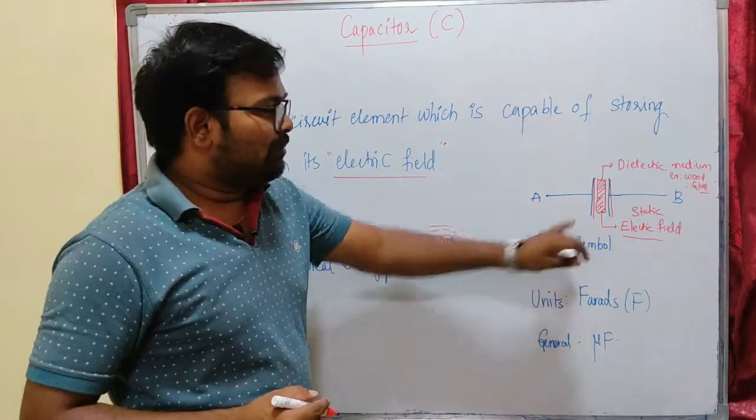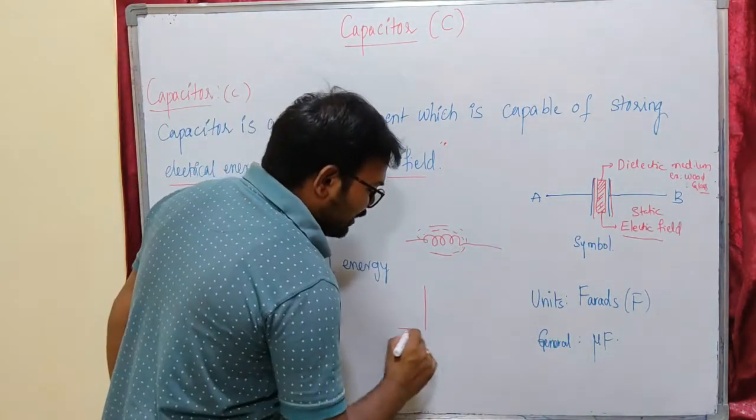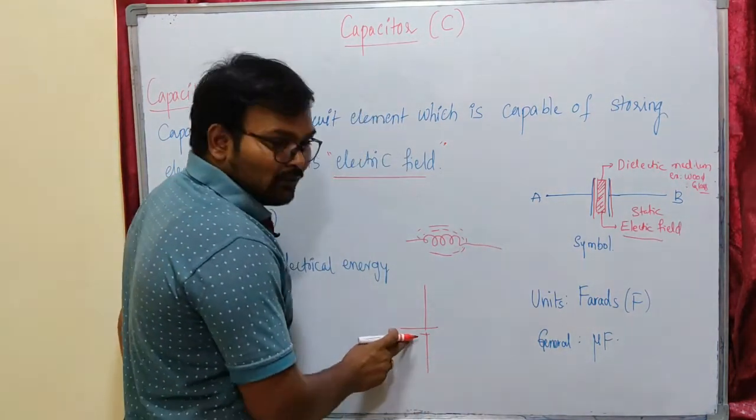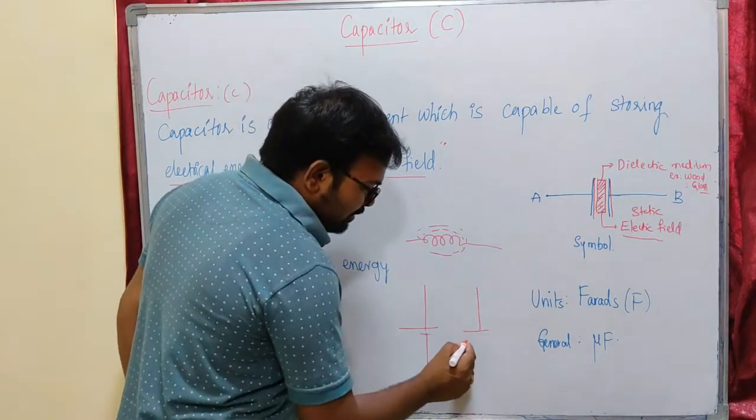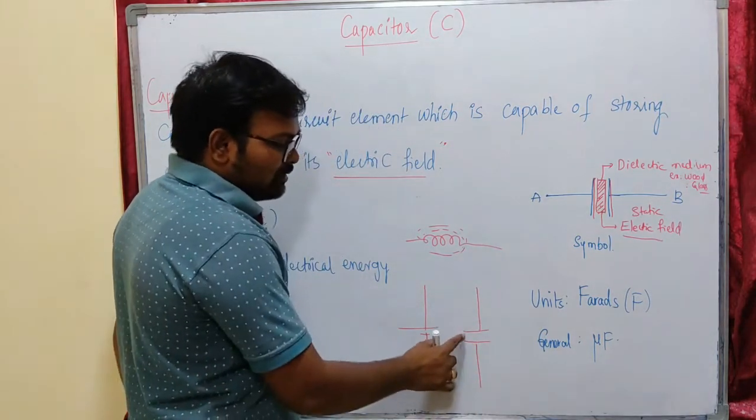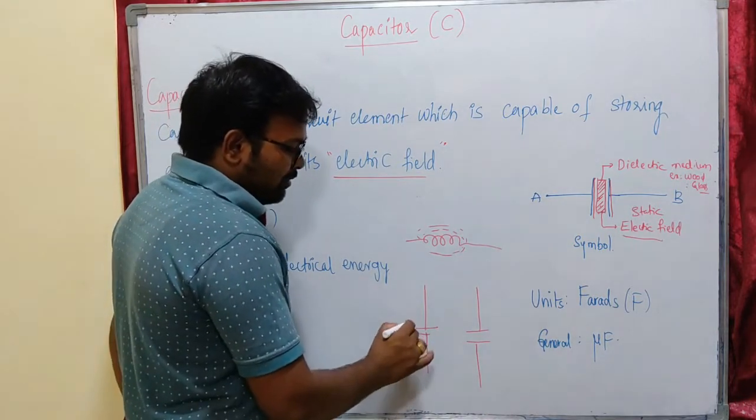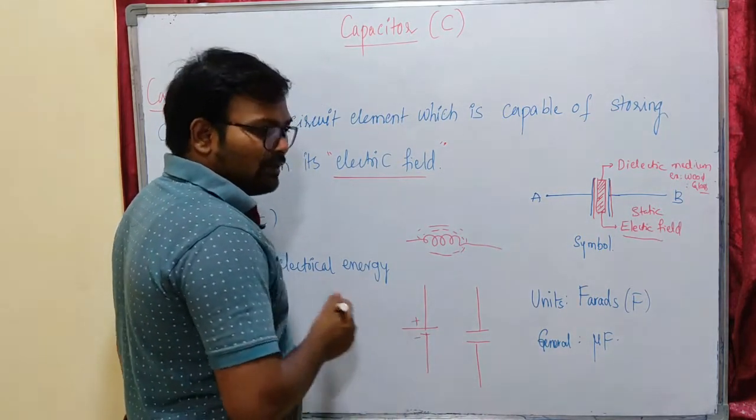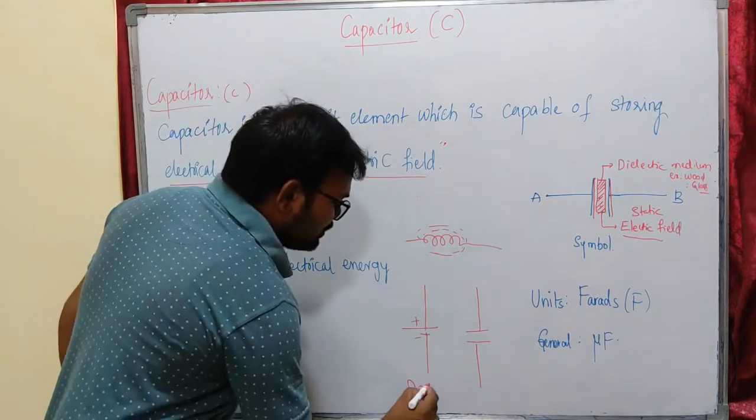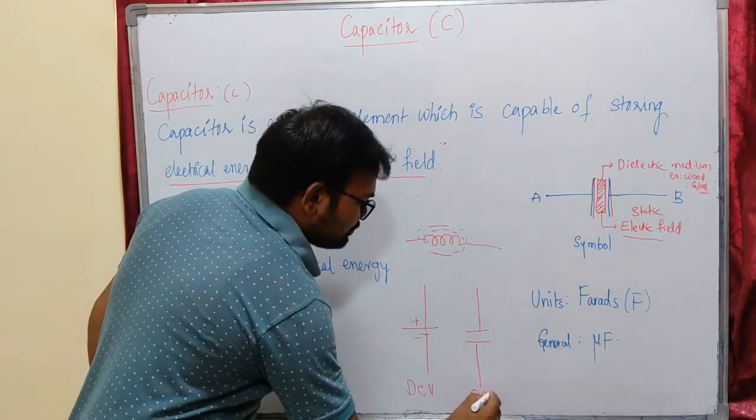This is the symbol of a capacitor, and you are not supposed to confuse it with a DC voltage source. This is a DC voltage source symbol, and this is a capacitor symbol. For a capacitor, the two plates are of equal length. For a DC source, the positive terminal is taller compared to the negative terminal. So this is a DC voltage source, and this is a capacitor.